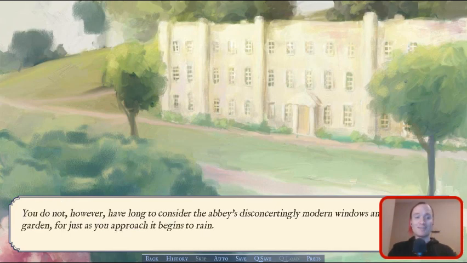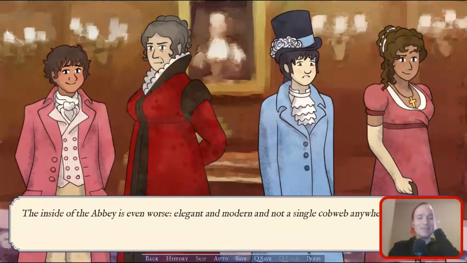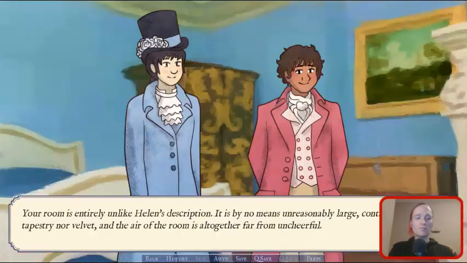You do not, however, have long to consider the Abbey. You wanted a big spooky castle, but you find modern windows and a brightly floral garden. The inside of the Abbey is even worse, elegant and modern, not a single cobweb anywhere.